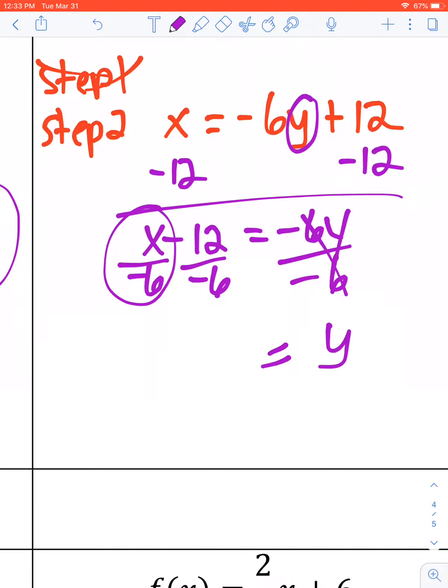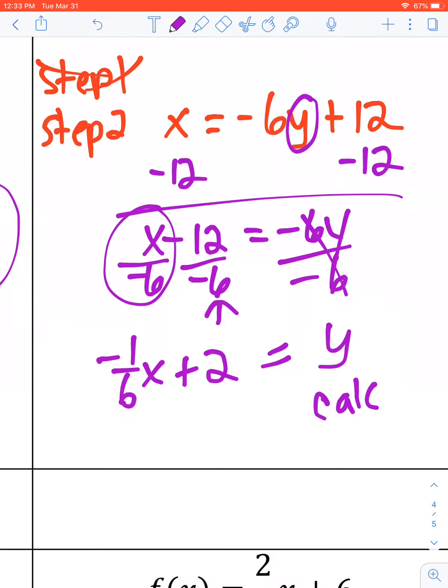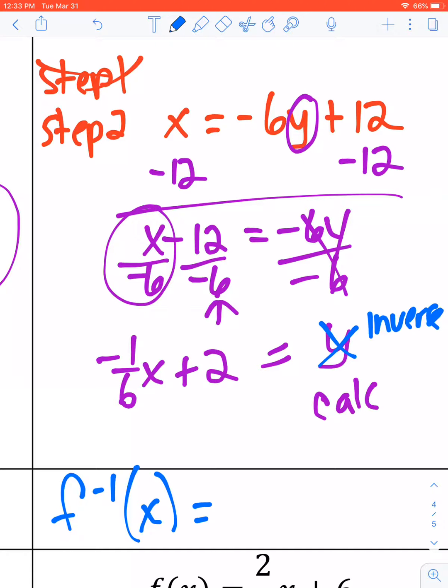All right, I can rewrite that as negative 1/6 x, and then negative 12 over negative 6 is a positive 2. If you are struggling at all with how I'm getting that, please input and use a calculator. So for my final answer, since this is my inverse function, I'm not going to use y, but I'm going to write it as the inverse of x is equal to negative 1/6 x plus 2.